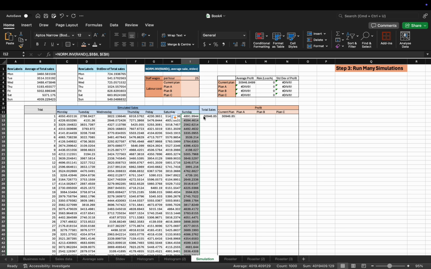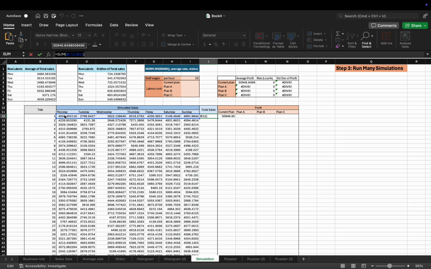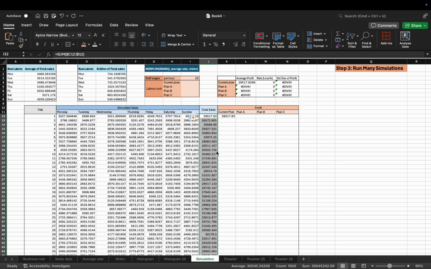After calculating the sales for each day of the week, we use the sum function to calculate the whole week's sales, so we can use it to calculate the profit later on. Now let's move to our current roster.